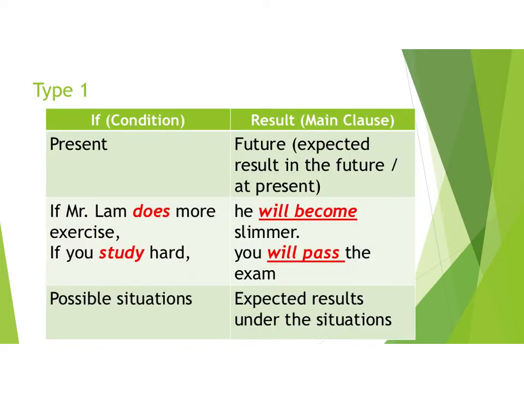While for type 1 conditionals, we use this type of conditional sentences to talk about possible situations. This time, we use present tense in the if clause only, and we use future tense in the main clause. Because we are talking about the expected result in the future or at present, so we use future tense instead of present tense this time.